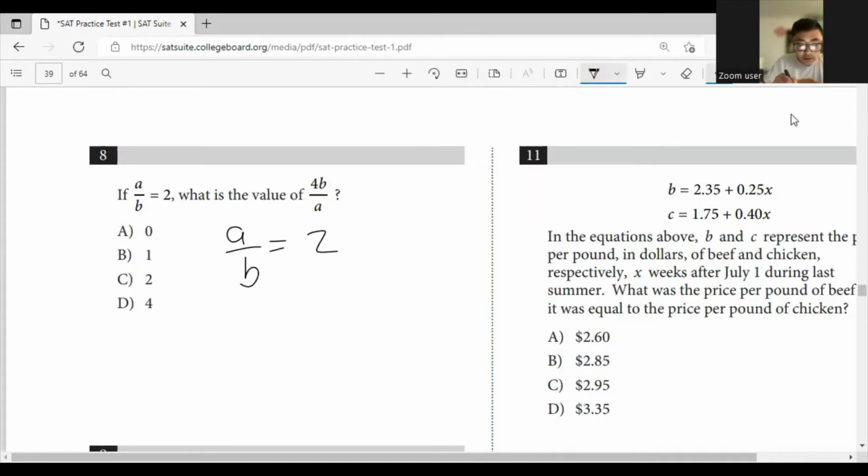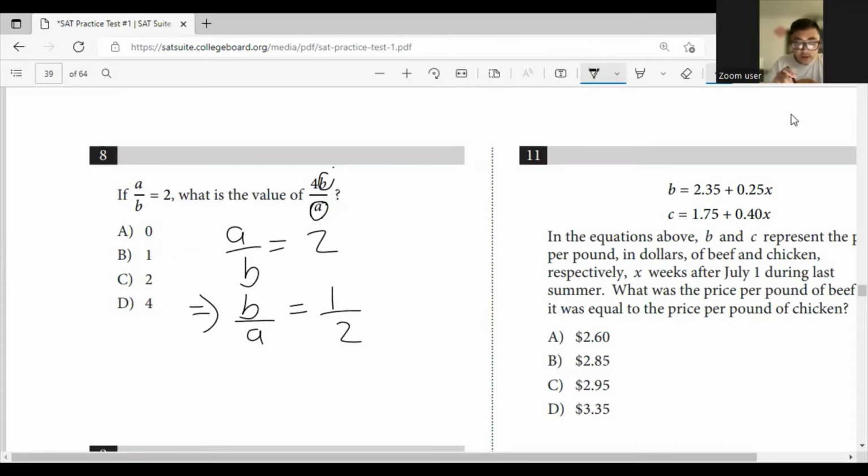And now you want to do the reciprocal, because I noticed that b is on the top right here and a is on the bottom right here. So you can do the reciprocal right here. And this is totally fine because a fraction is just a proportion of numbers, and you can just switch the proportion of numbers around. So now this is going to be 1/2.